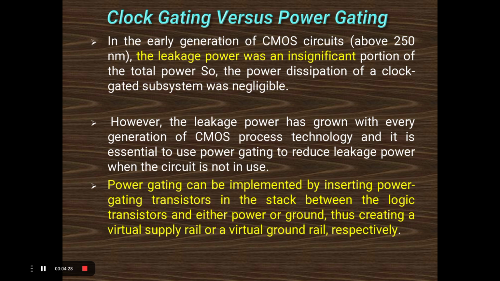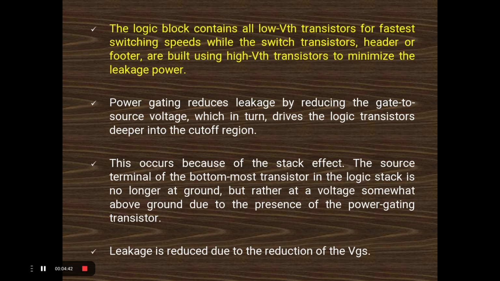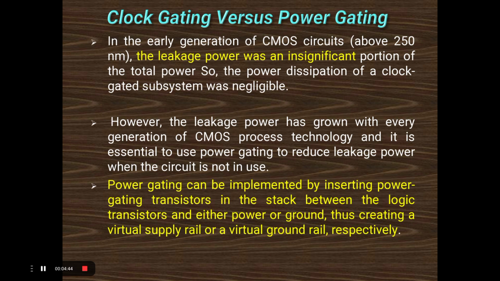However, the leakage power has grown with every generation of CMOS technology, and it is essential to use power gating to reduce the leakage current. Power gating can be implemented by inserting power gating transistors in the stack between the logic transistors and either power or ground. So that is the basic concept of power gating.